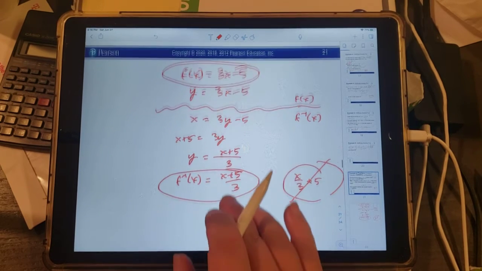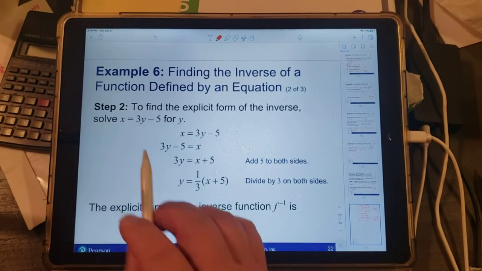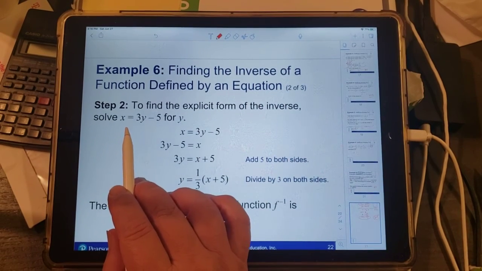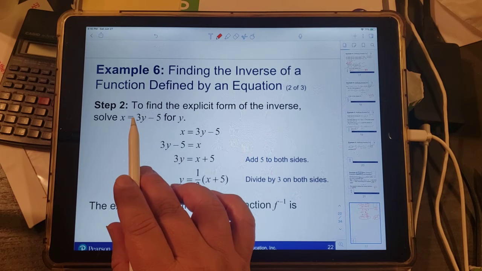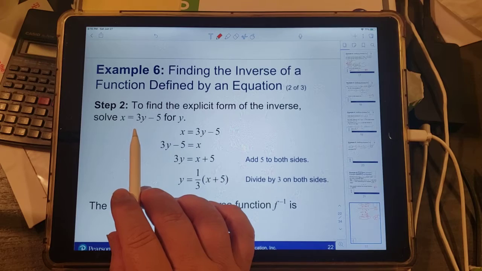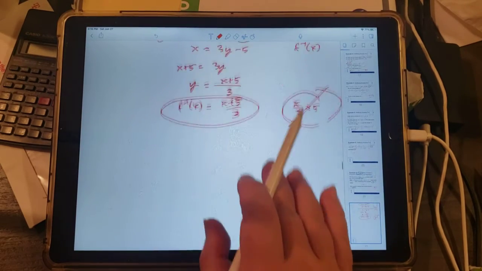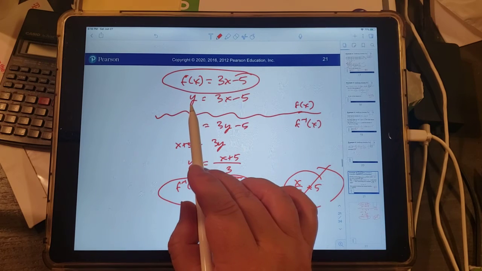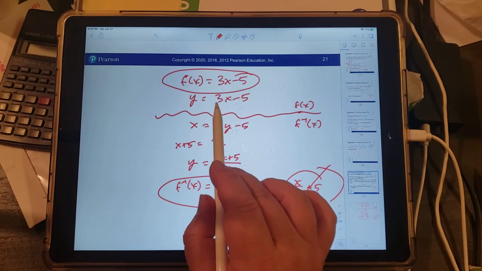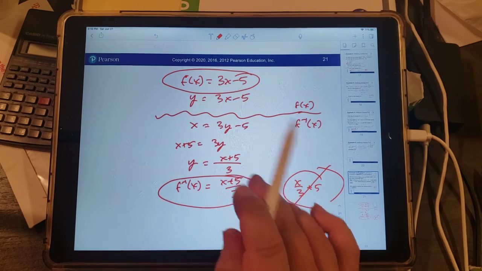In finding inverse functions, let's see what they did. So in this question, they took the original problem. You can't see it. Right? y equals 3x minus 5. But they wrote it this way, with x where the y is and y where the x is.